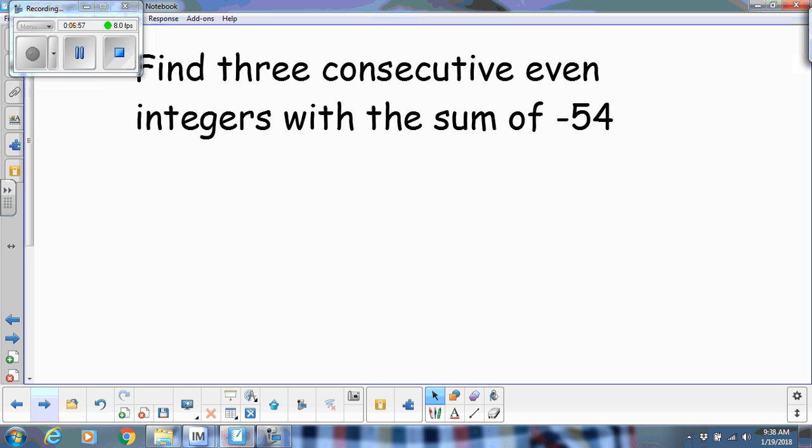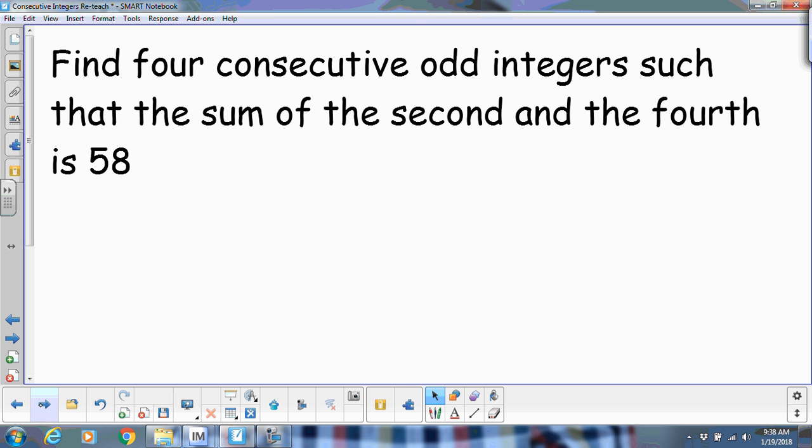All right, so I'm going to skip this problem here. We will come back to it. The only thing I will tell you about this problem when you get back to it is you notice your sum is negative. That means that your numbers should be negative whenever you find them.